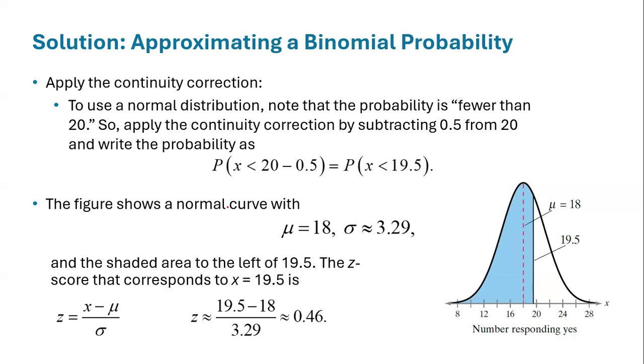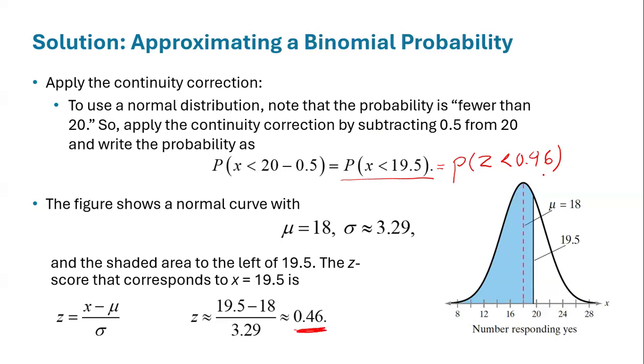And after finding 19.5 as your x value, because of the continuity correction, now you need to convert it to z. If you convert it to z using the mean and the standard deviation, you get 0.46. So it means that you need to find the probability when z is less than 0.46. So we need to look at the z table, find 0.46, and see what area is given to us from the table, or use an online calculator to see what probability we get.